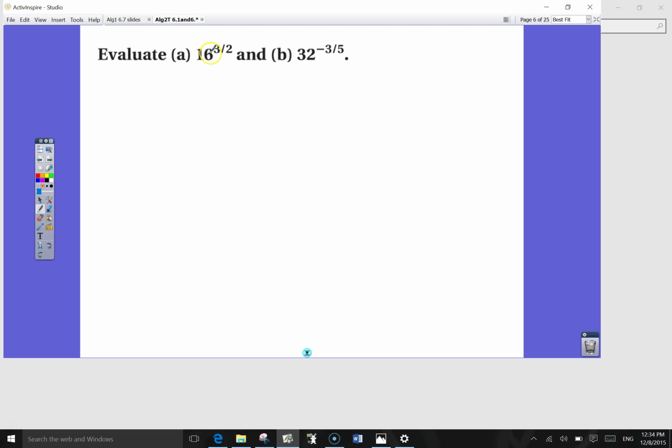We know, because we did this in the homework from last night, that 16 to the 3 halves means the square root of 16 to the third. The square root of 16 is 4, and 4 to the third is 64. Now, if you need to do it, you do that. I tell you that the further you go in this stuff, you would just look at that 16 and say, because the denominator is 2, take the square root, 4. And because the numerator is 3, cube it, 4 cubed, 64.